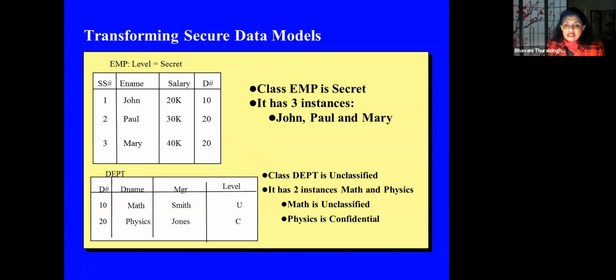Okay, so transforming data models. Remember at that time we said everything is transformed into objects. So when you transform tables to objects, the employee table becomes the employee class, which is secret. And we have John, Paul, and Mary. These are the tuples, but they become object instances. And here you have department. Department is multi-level, in the sense that the math department is unclassified and the physics department is confidential. So the department class on the whole is unclassified, but it has two instances: math is unclassified and physics is confidential. So when you transform these data models, the security properties have to be preserved.